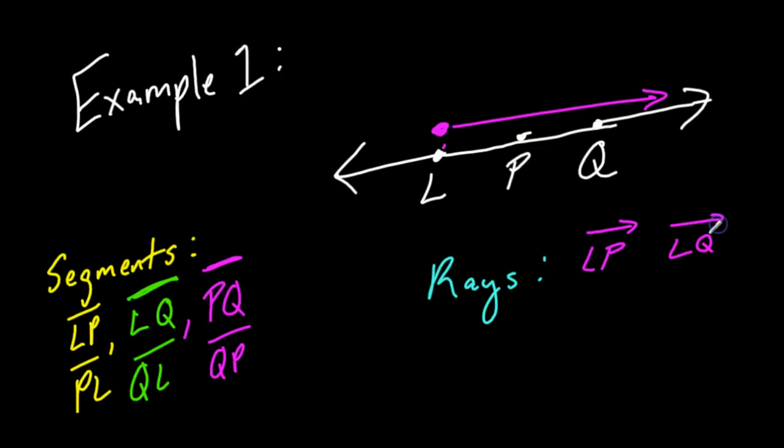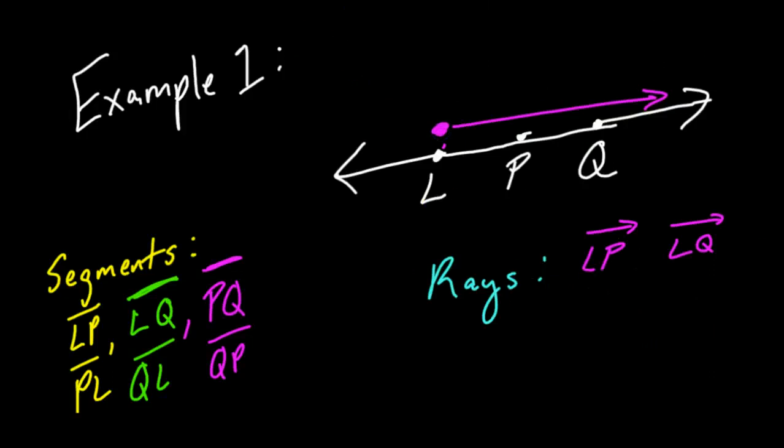Now you could also name it LQ. Again, it starts at L and it extends to Q forever and ever and ever. Either one is the same thing. Now you can't name it PQ, you can't name it QL, you have to start with the L because the L is our actual endpoint.